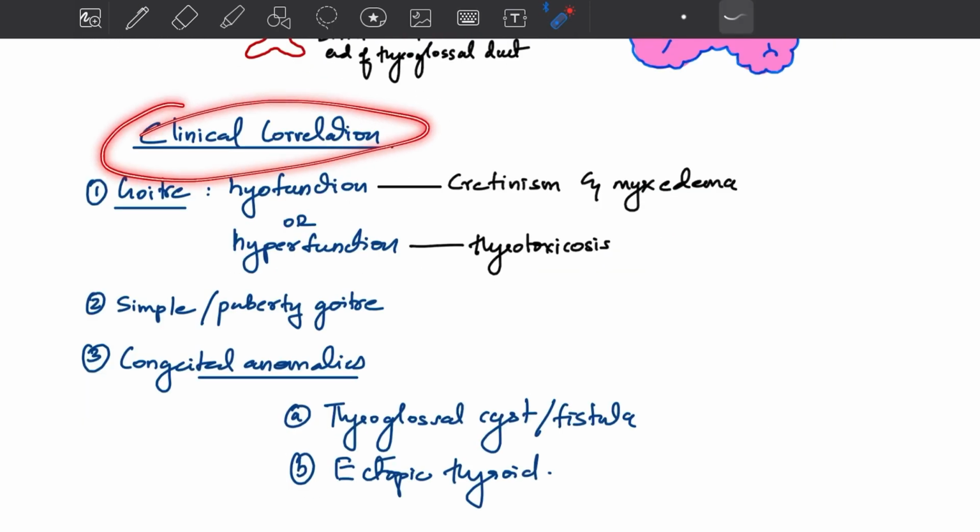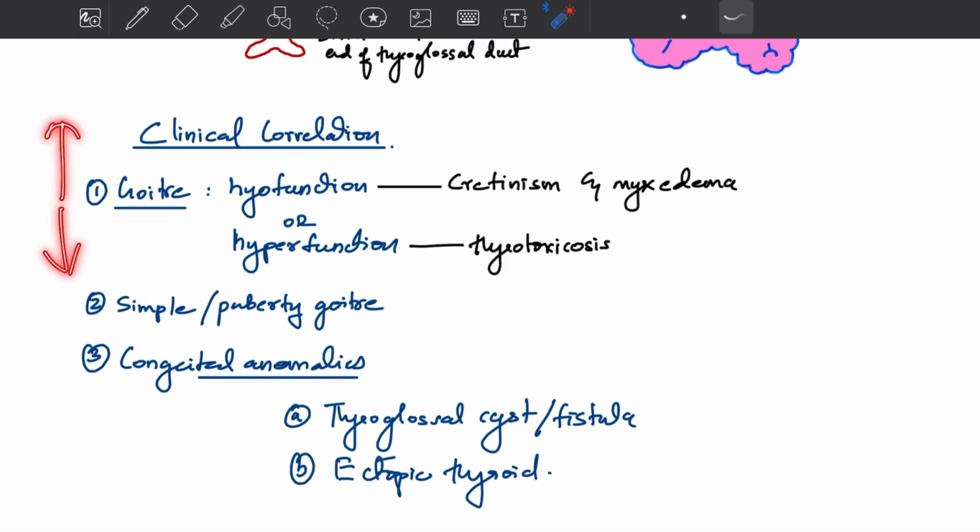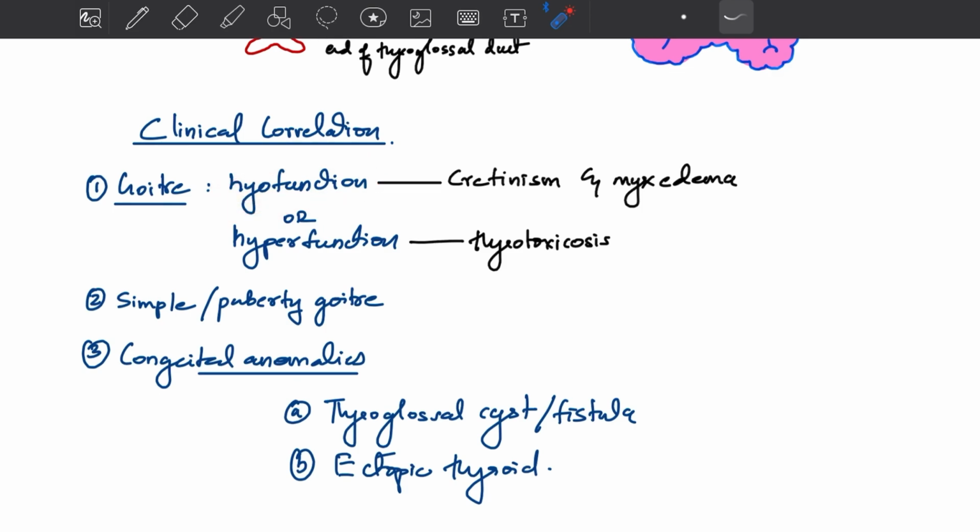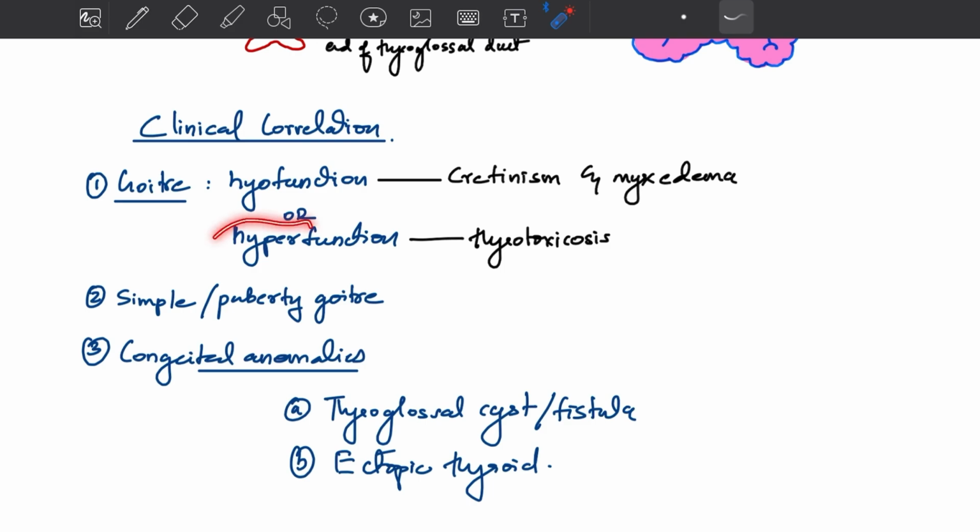Coming to the clinical correlation, first we have the most important disease, that is the goiter. Goiter can develop as an increase or a decrease in the hormone secreted by the thyroid. Whenever there is an increase or decrease, the thyroid gland will be enlarged. When it causes hypofunction, it causes a disease called cretinism in children and myxedema in adults. When there is hyperfunction, there will be a disease called thyrotoxicosis, in which there will be increased sympathetic function, and there will be associated tremors and other things.